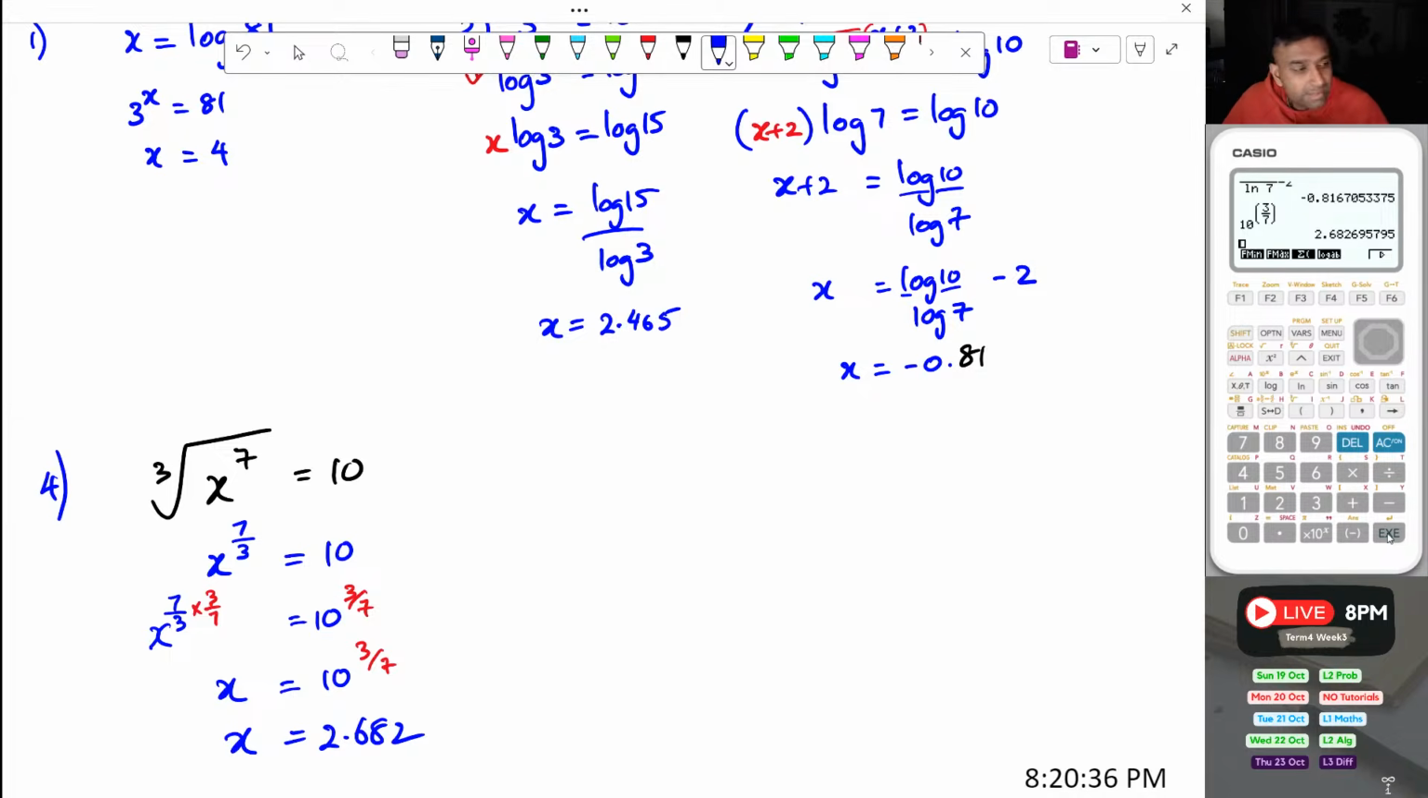Now you don't need to complicate things by doing the cube root and then the 7th root. That's just too much work. Just convert it to a fraction and then flip it over. You're good to go.